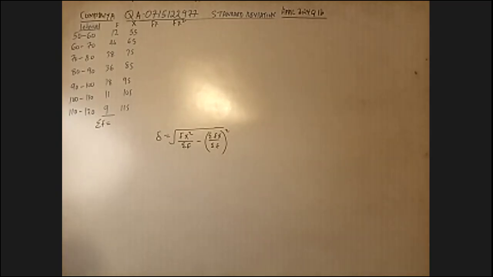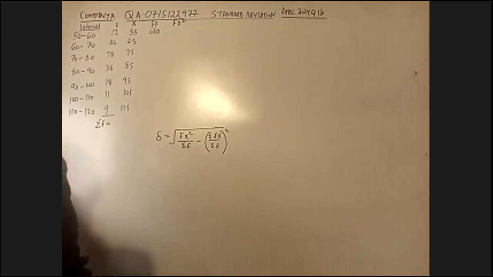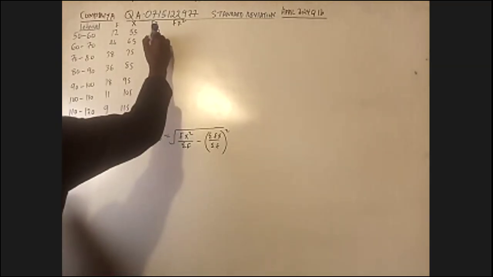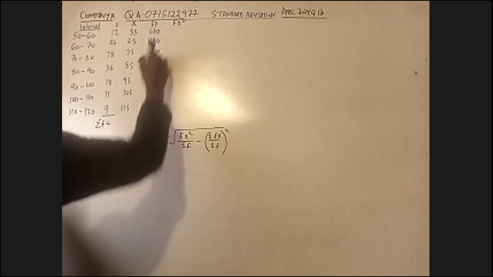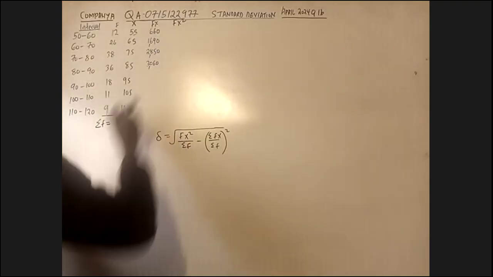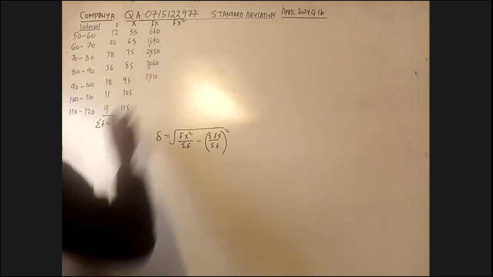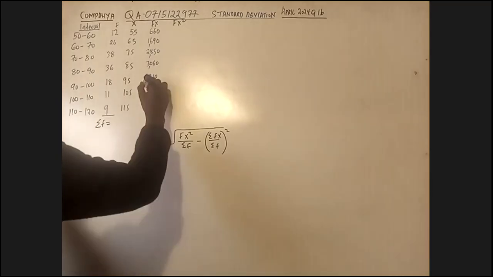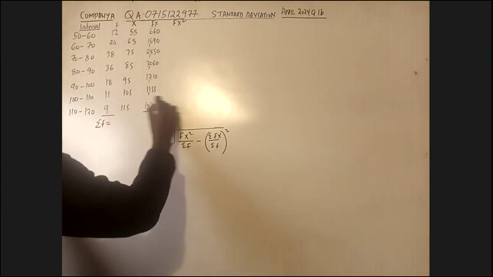Yes. Now fx: 12 times 55, not 15, is 660. 26 times 65 is 1690. 38 times 75 is 2850. 36 times 85 is 3060. 18 times 95 is 1710. 11 times 105 is 1155. 9 times 115 is 1035. So what is the summation of fx?